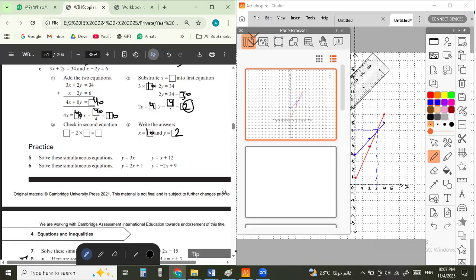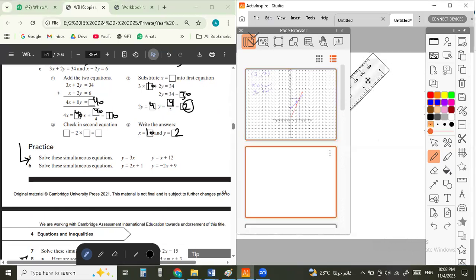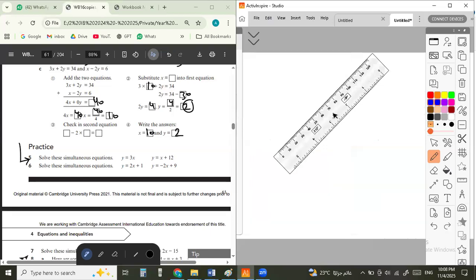Now they want you to solve these simultaneous equations but without the provided steps. Sometimes I understand that the provided steps confuse you. Fine, now you got the chance to write the steps from scratch all on your own. So let's do this.